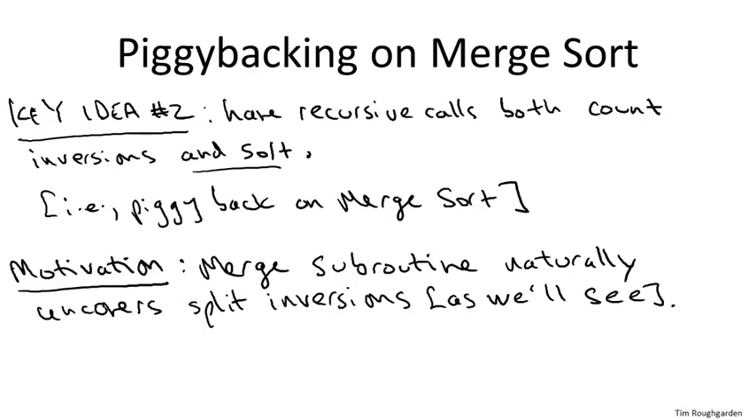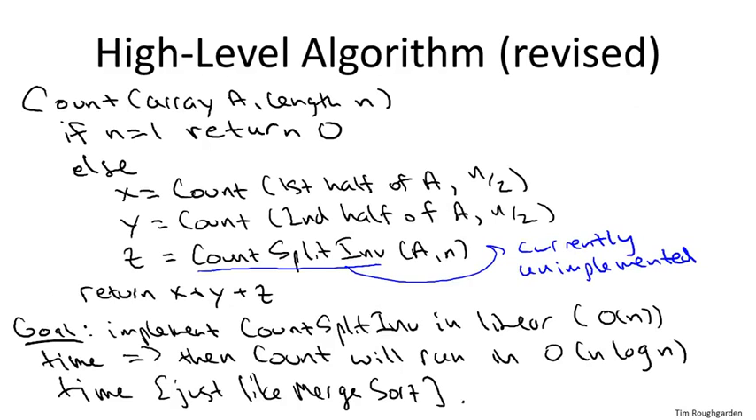So let me just be a little bit more clear about how our previous high-level algorithm is going to now be souped up so that the recursive calls sort as well. So here's the high-level algorithm we proposed before, where we just recursively count inversions on the left side, on the right side, and then we have some currently unimplemented subroutine CountSplitInv, which is responsible for counting the number of split inversions. So we're just going to augment this as follows. So instead of being called Count, now we're going to call it SortAndCount. So that's going to be the name of our algorithm.